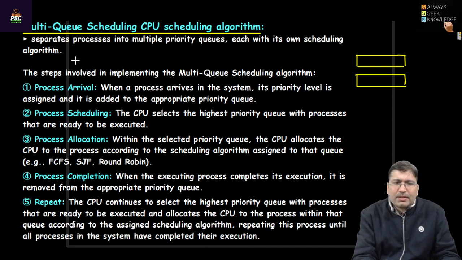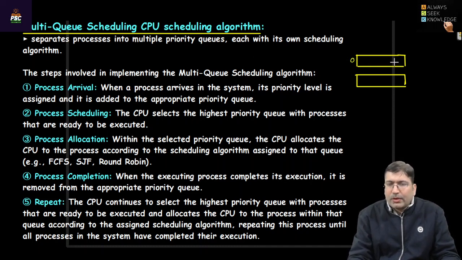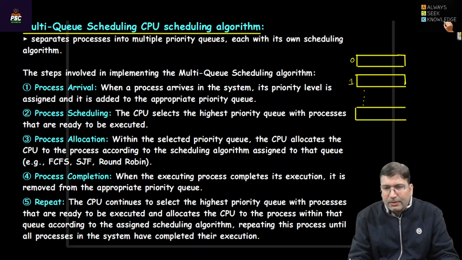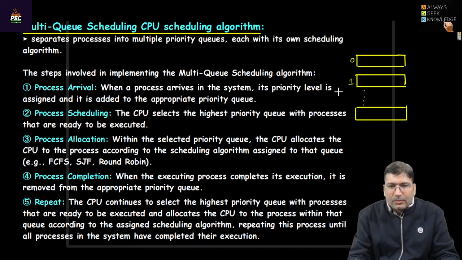So at the very first level, let's say priority 0, whatever processes have priority 0 will arrive in this queue, then priority 1 and so on. Then let's say some priority level n-1 will be here, and the processes with priority level n-1 will arrive there, right? So this is the n priority.